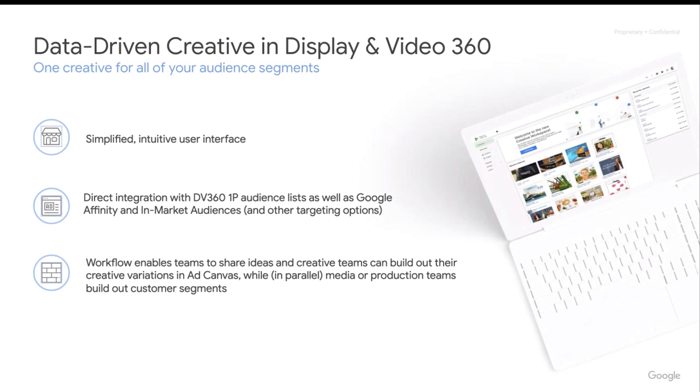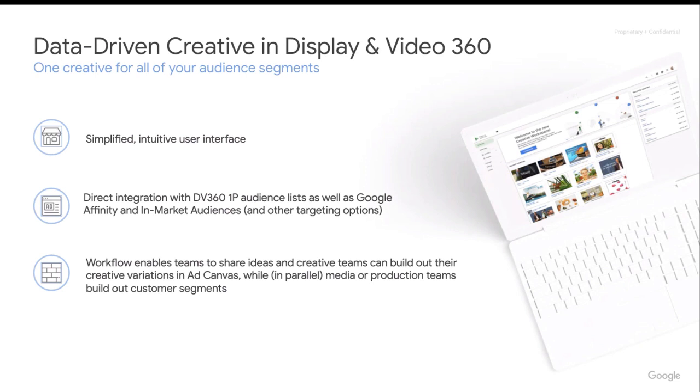This is a strategy that can be better enabled by using upper and mid-funnel dynamic ads. And for more complex cases, you can always use Studio, which we're going to go through with Sid later on. But first of all, let's focus a little on the DV360 part. This is a very simplified and very intuitive user interface. And as we're going to see later, you have direct access to first-party audience lists, but also Google audiences, such as affinity and in-market audiences.